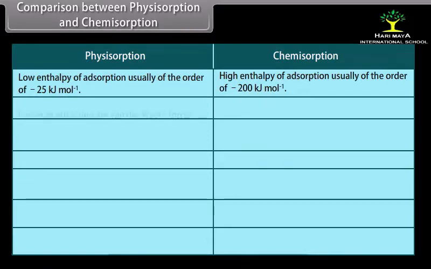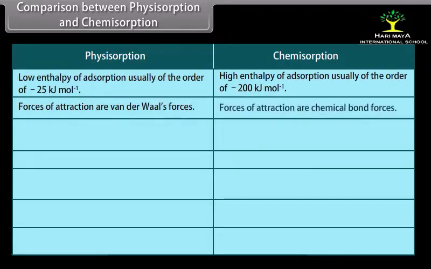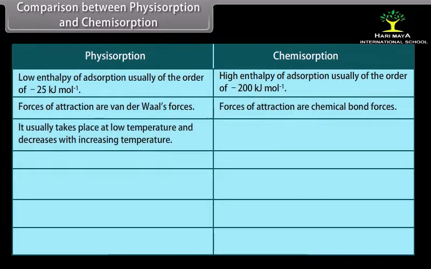In Physisorption, forces of attraction are van der Waals forces, whereas in Chemisorption, forces of attraction are chemical bond forces. Physisorption usually takes place at low temperature and decreases with increasing temperature, whereas Chemisorption takes place at high temperature. Physisorption is reversible, whereas Chemisorption is irreversible.